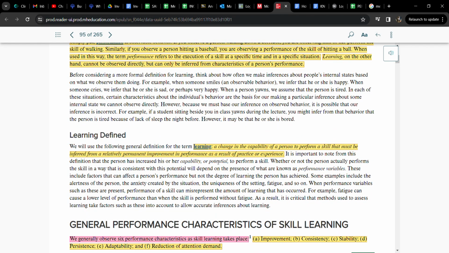So learning as a definition is a change in the capability of a person to perform a skill that must be inferred from a relatively permanent improvement in performance as a result of practice or experience. So we want to see people who are learning, we want to see them have a permanent improvement in their skill relative to whatever they are learning.